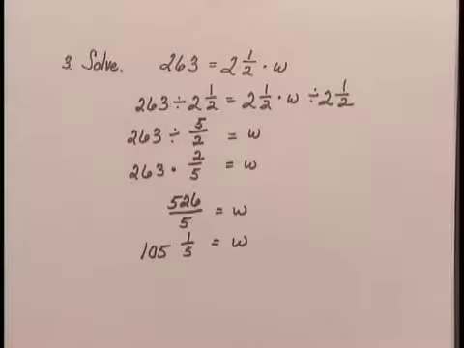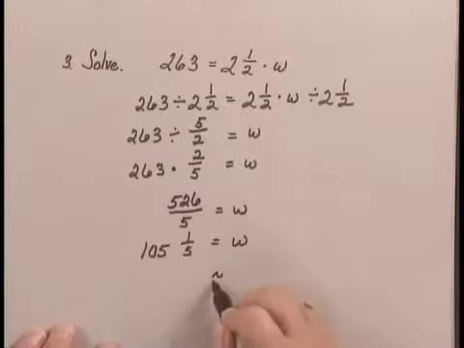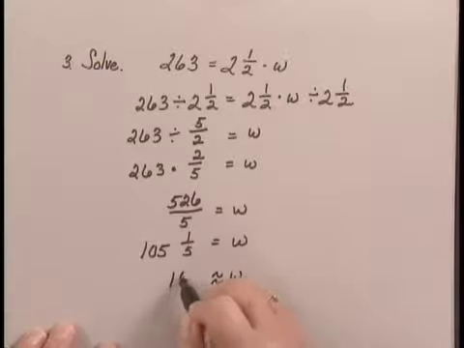Now, we were told that he did a lift about 2.5 times his body weight. So this is a little too exact maybe for our answer, 105 and 1/5 kilograms. So we're going to approximate the weight as 105.